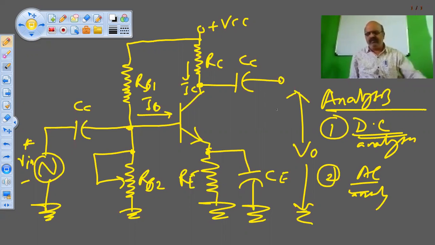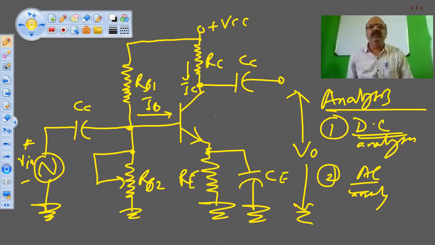Correct. Of course, for the common base amplifier, I will do both DC analysis as well as AC analysis. But for the common emitter amplifier, in the second chapter we have used all the circuits of the common emitter amplifier. That's why I will not repeat the same part. So DC analysis is the same that we have studied in the second chapter. Only AC analysis we will study in this chapter.